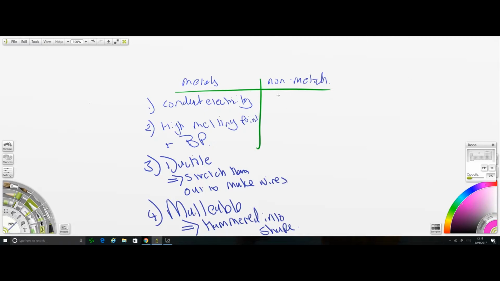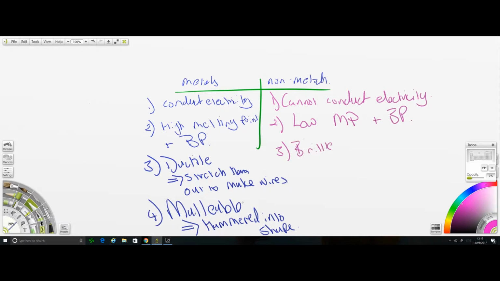Okay, so number one, can they conduct electricity? No, they can't. So non-metals cannot conduct electricity. Number two, they have a low melting and boiling point. So I'm going to write MP for melting point and BP for boiling point. So they have a low melting point and a low boiling point. Number three, non-metals are brittle. So this is linked with the idea of malleable. So in other words, you cannot hammer these into shape.